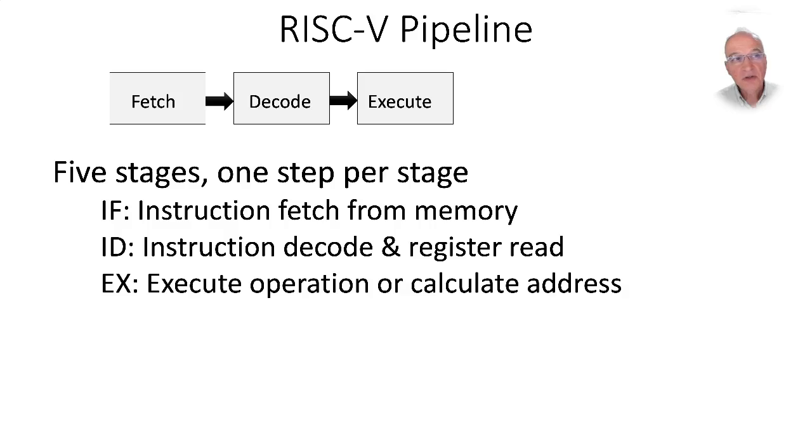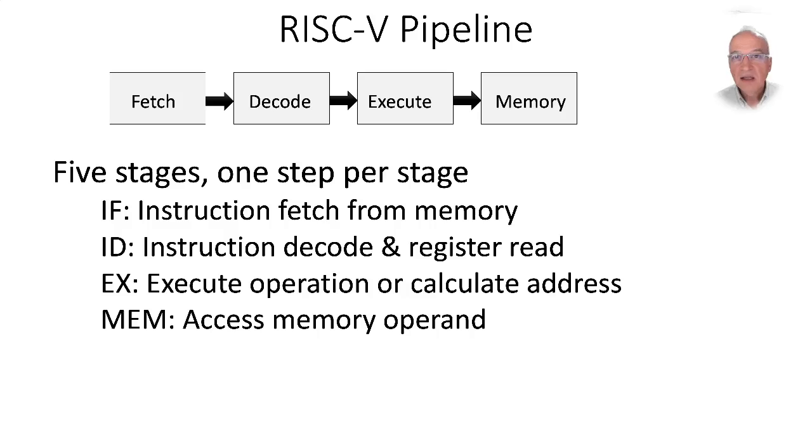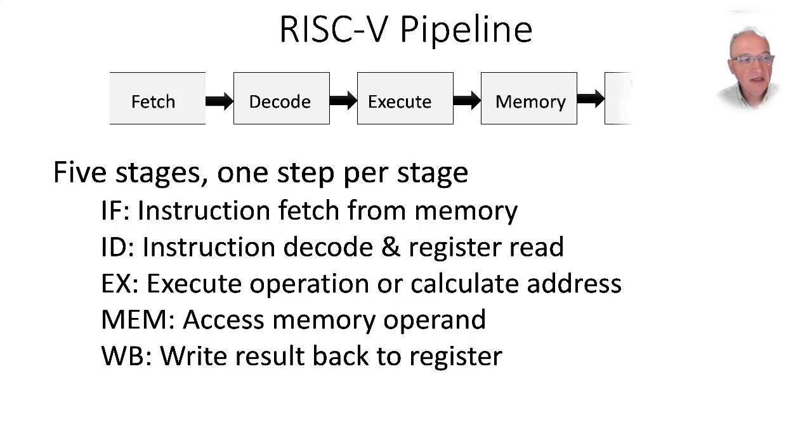Then I have the execution, that's when my arithmetic and logic unit does its operation. I call this the EX stage. Then I have the memory stage. That's where the load and the store instructions access memory. This is my MEM stage. And finally, I have my write back stage. That is the one that writes back the values to the registers. This is my WB stage.